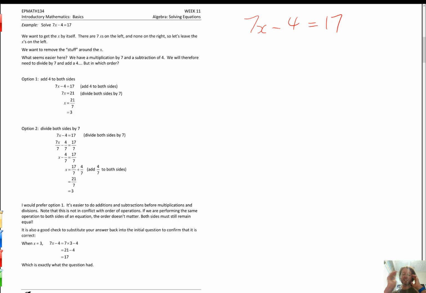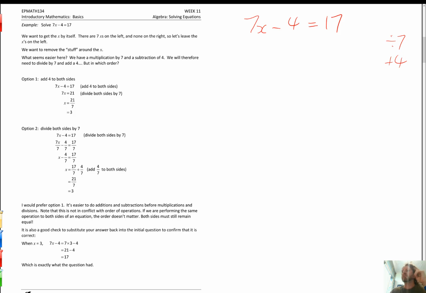Now, I want to get that x by itself. On the left, I can see there's a minus 4, and 7x means x times 7. So there's a times 7, and there's a minus 4 happening. So I know at some stage, to get rid of the times 7, I'm going to divide by 7. So I can see that in my future. And to get rid of minus 4, I know I'm going to plus 4. But the point is, between option 1 and option 2, which should I do first?